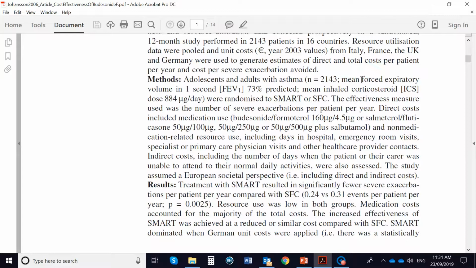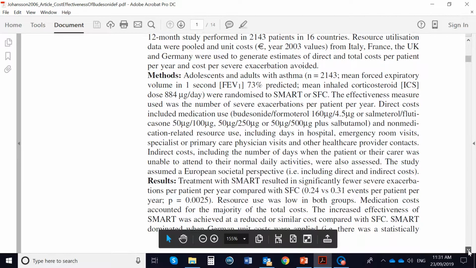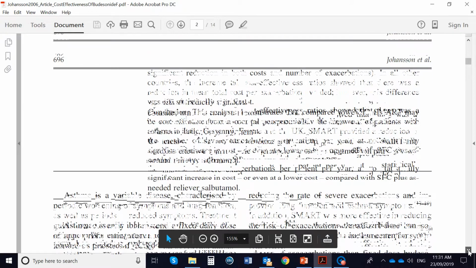When you treat patients, in terms of benefit, they look at resource use, days in hospital, emergency room visits, specialist or primary care physician visits, other healthcare provider consults, indirect costs including the number of days when the patient or their carer was unable to attend their normal daily activities. The study assumed a European societal perspective. So you see, there's enough detail in it. And then they put the results on. So if you think about this, it's a reasonably well conducted study.